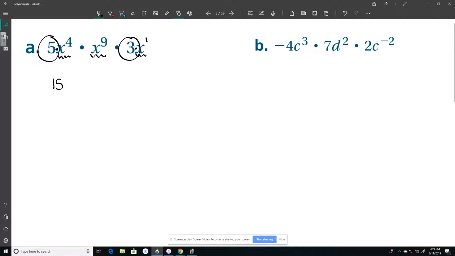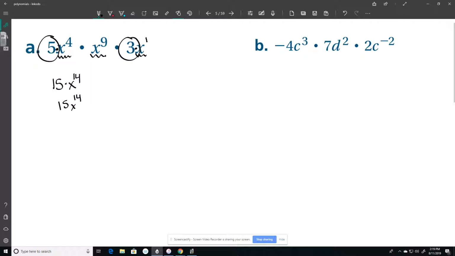So how many x's is that? That's 4 plus 9 is 13, plus 1 more x. So I'm multiplying x to the 14th power. So that's just going to be 15x to the 14th power.